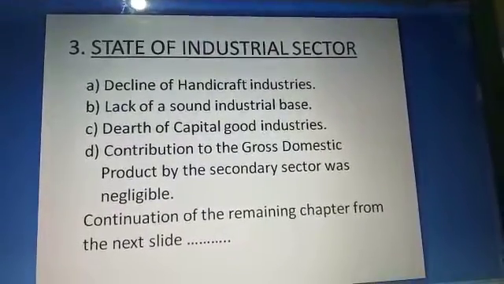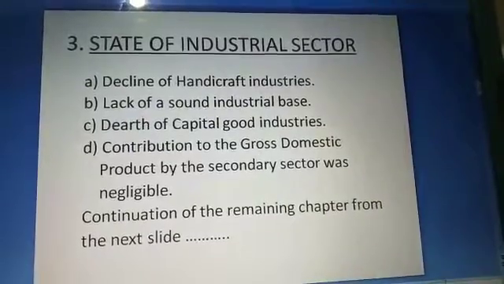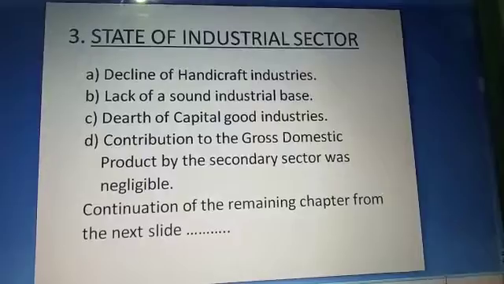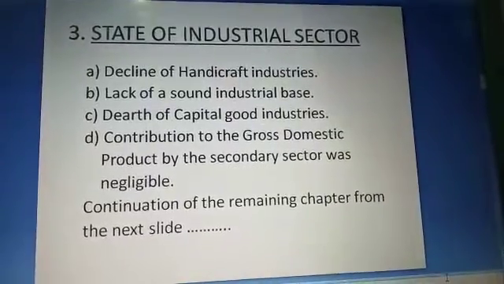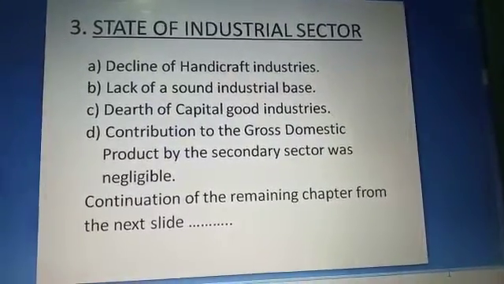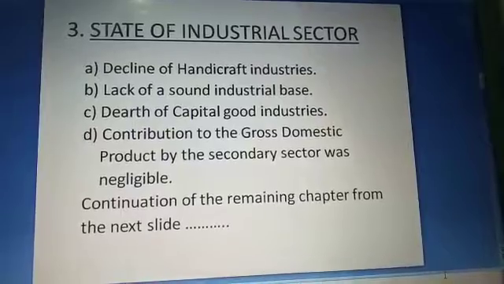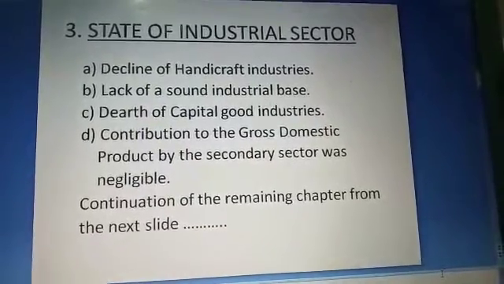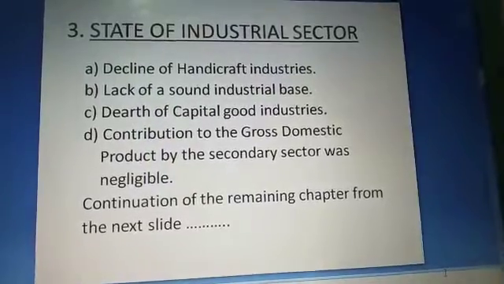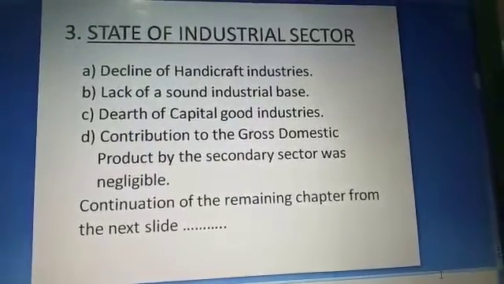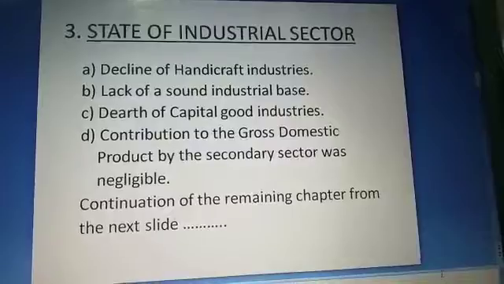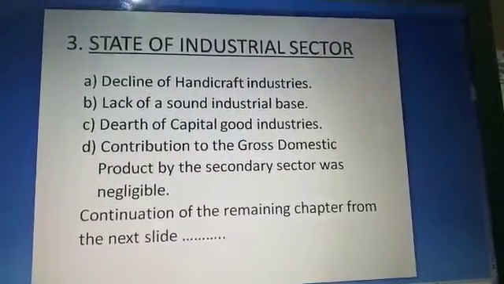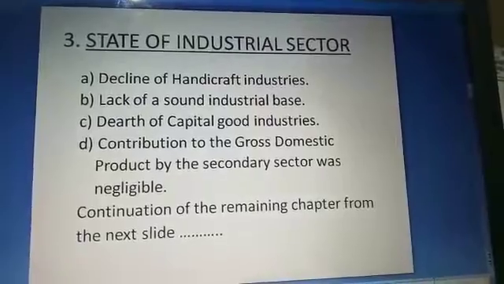The third section talks about the state of industrial sector. Now, decline of handicraft industries, lack of a sound industrial base, dearth of capital good industries, and contribution to the gross domestic product by the secondary sector was negligible, are the points under this section. We will continue with the remaining part of the chapter from the next slide.